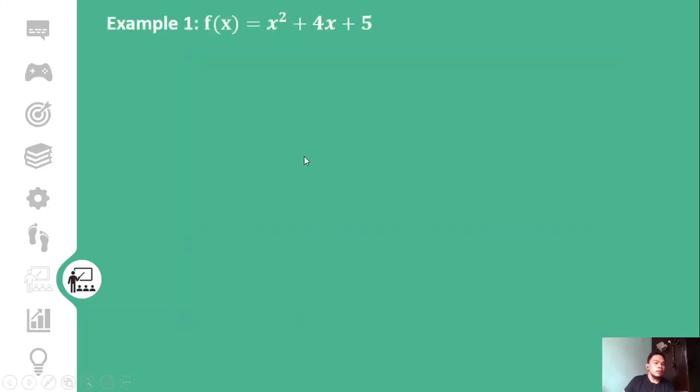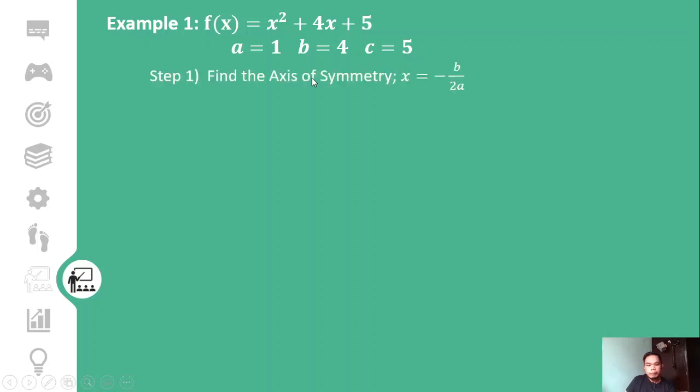Now let's click on the first example. Okay. So according to the first step, and before we go to the first step pala, let's identify the values of the coefficients. So for the value of a, we have 1. For the value of b, we have 4. And for the value of c, we have 5. Okay? Now let's go to the first step.